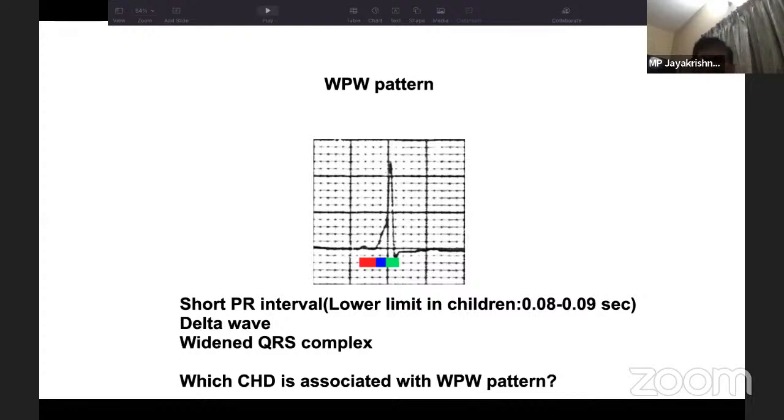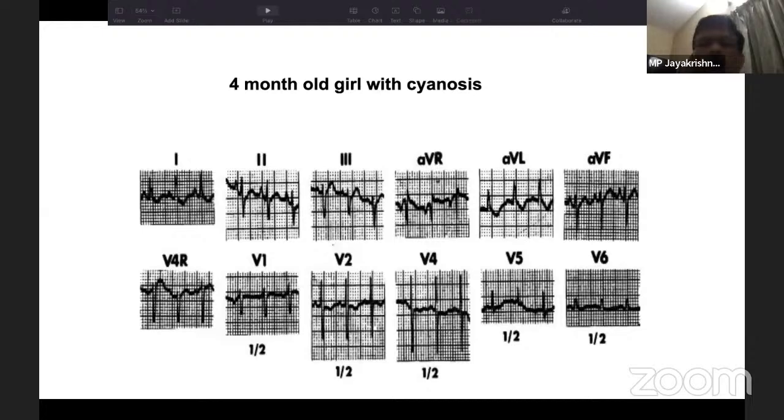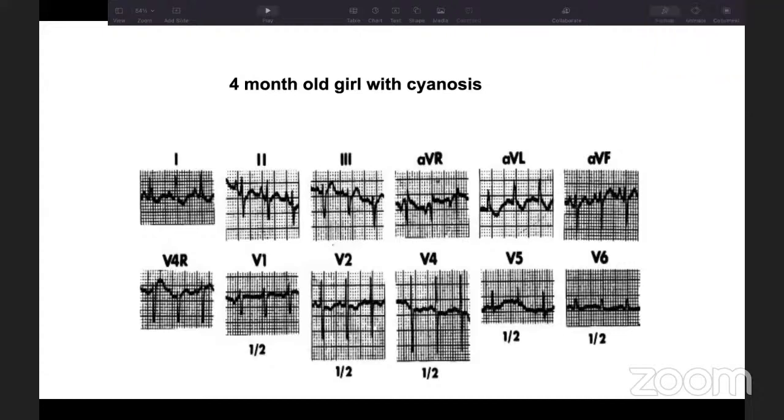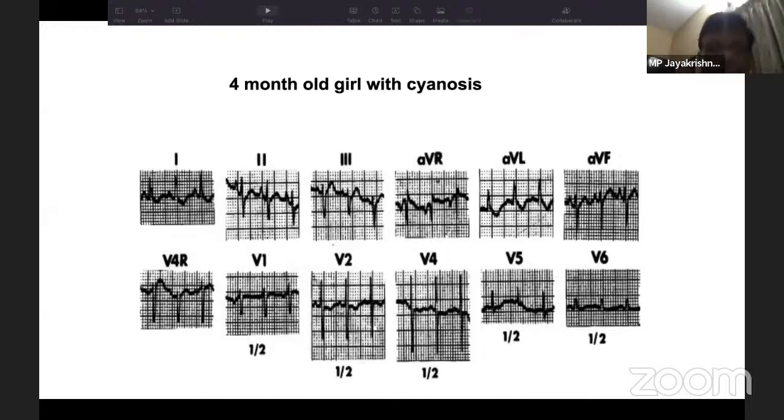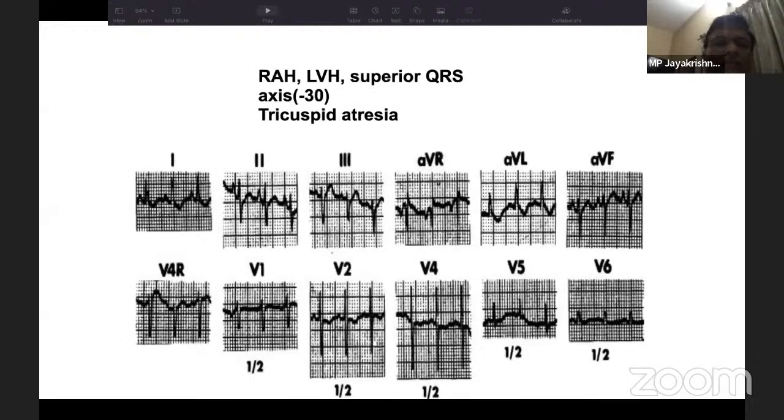Okay, Epstein anomaly is a problem. This is an ECG of a 4-month-old girl with cyanosis. Can anybody try to read this ECG? It's already 8:30, so I think I will start reading it myself.